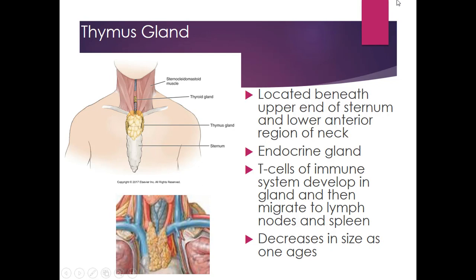We also have the thymus gland, which we also do not palpate. It's located beneath the upper end of the sternum in the lower anterior region of the neck. It's also an endocrine gland, and it has a lot to do with immunity. So T cells of the immune system develop in this gland and then migrate to the lymph nodes in the spleen. So this is a gland that is prominent in childhood and decreases into adulthood and shrinks.